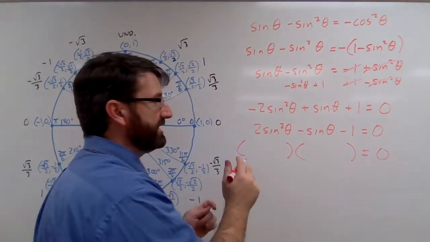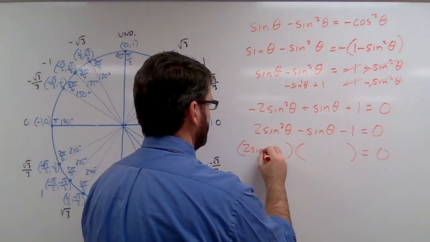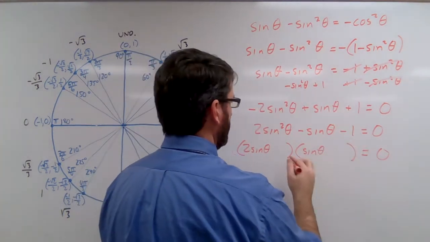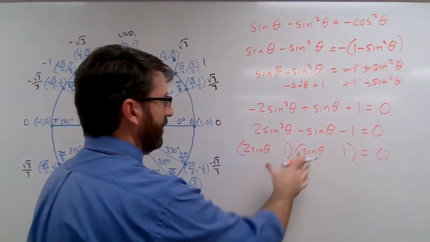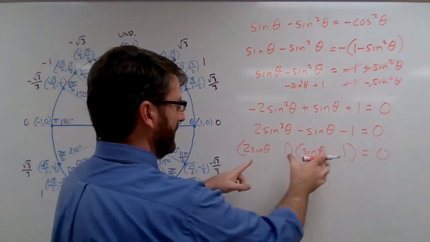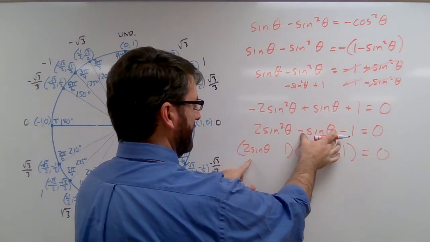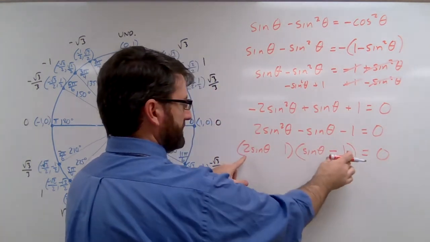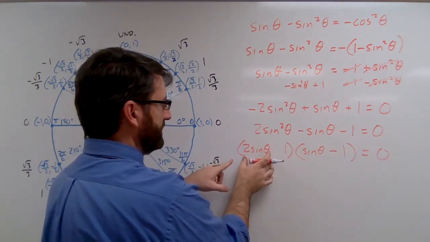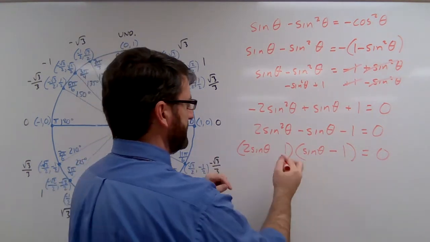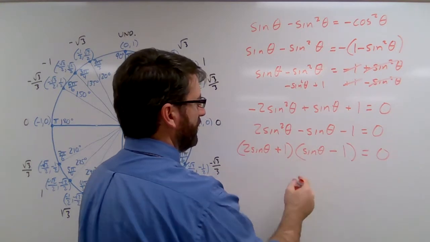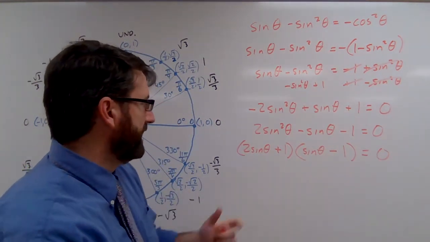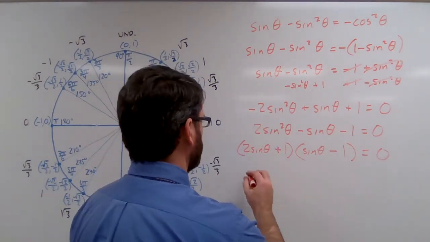To make 2 sine squared theta, we need 2 sine theta and sine theta. To make a 1, we need 1 and a 1. One of these has got to be negative, and we want the one that's going to give us a negative in the middle. So let's put the negative 1 here, so that negative 1 times 2 sine theta is going to give us negative 2 sine theta, plus 1 sine theta gives us the negative sign that we have in the middle there. Now we can set each factor equal to 0 separately.